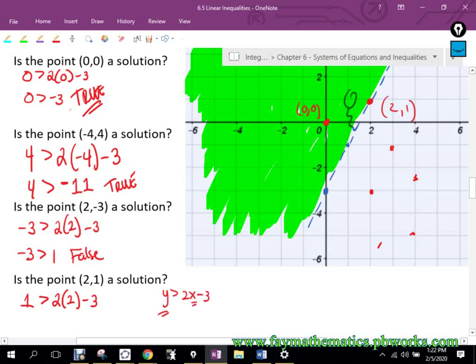And now I want to evaluate. What's 2 times 2? 4 minus 3? 1. Is 1 greater than 1? No, that's false. Every point on that dotted line is going to give me something like 3 is greater than 3, or 5 is greater than 5, or negative 10 is greater than negative 10. Does that make sense? It's going to give you the same number greater than the same number, and that's never true. Any number is never greater than itself. It's equal, right? So that's what dotted lines are representing: that will not work for the original inequality.